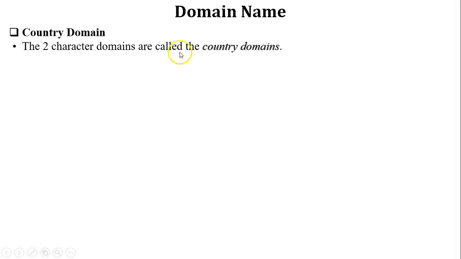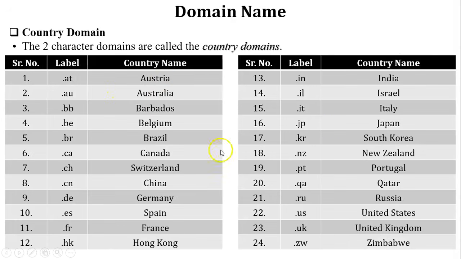The next domain is the country domain. The 2-character domains are called the country domains. Here I have shown some examples of the country domains. Now in this third column, this is the country name and this is the label of the country domain. Like Austria, it means .at, Australia means .au, India is .in, Israel .il. So these are some examples of the country domains. In the country domain, all the country name labels are 2 characters.